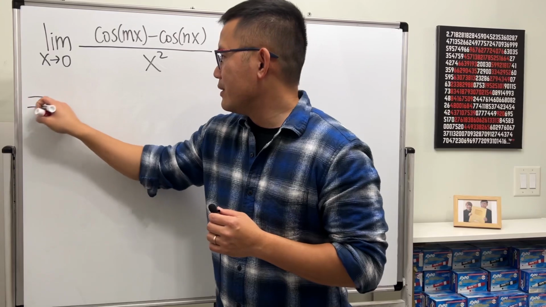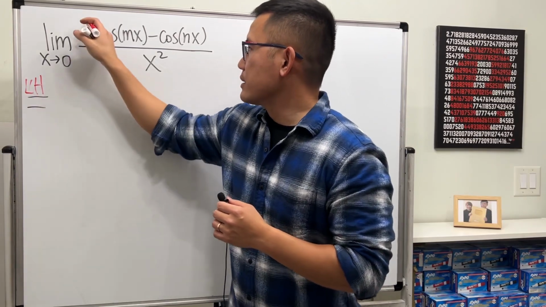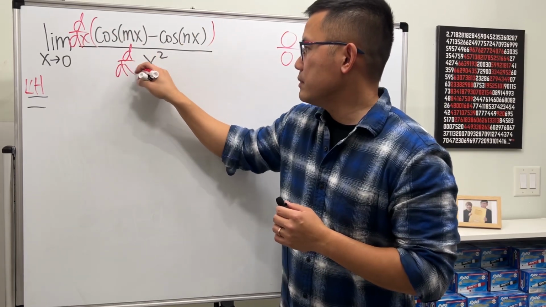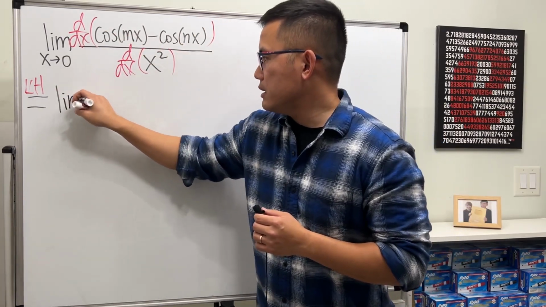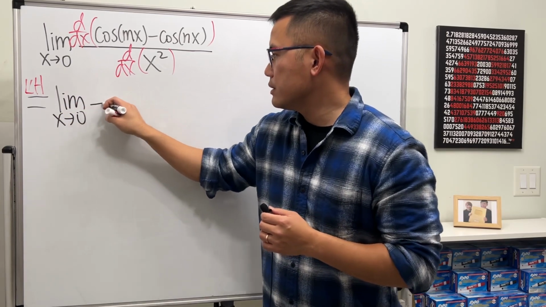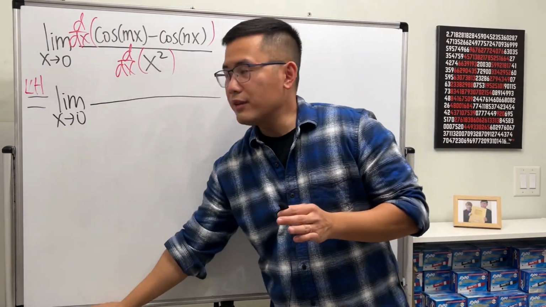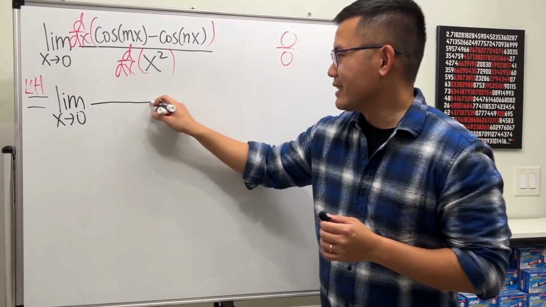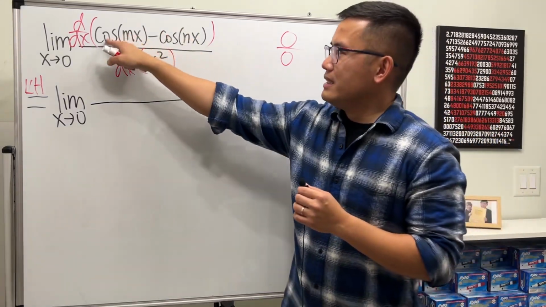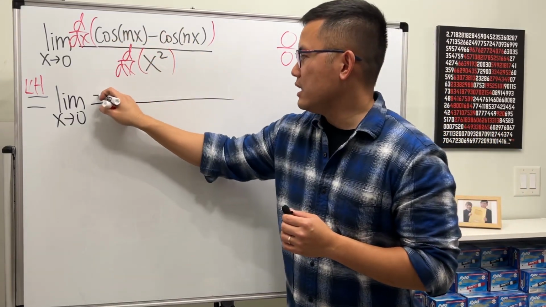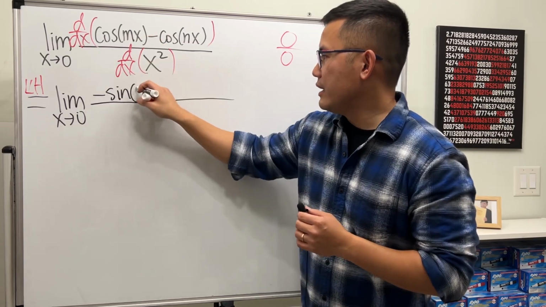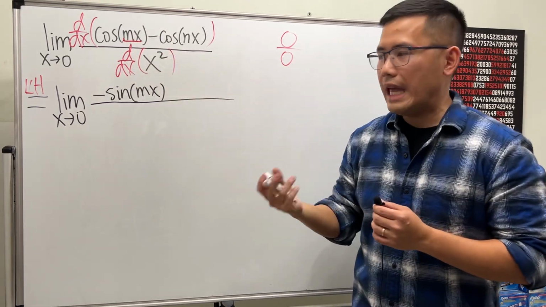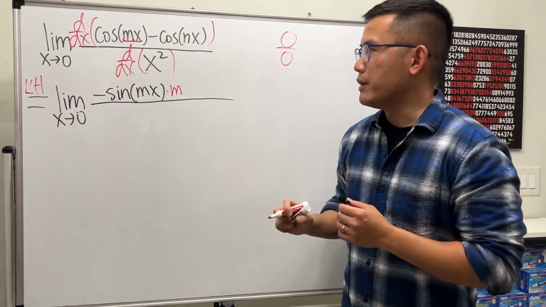Okay, here we go. Use L'Hopital's rule, and let's go ahead and differentiate the top, and then differentiate the bottom. So here we get the limit as x approaching 0. Here you have to be careful with the chain rule, because if you don't use it, that's the common mistake, right? The derivative of cosine is negative sine, and then we have the mx. Then we multiply by the derivative of mx, which is m. So let me just multiply by that right here.